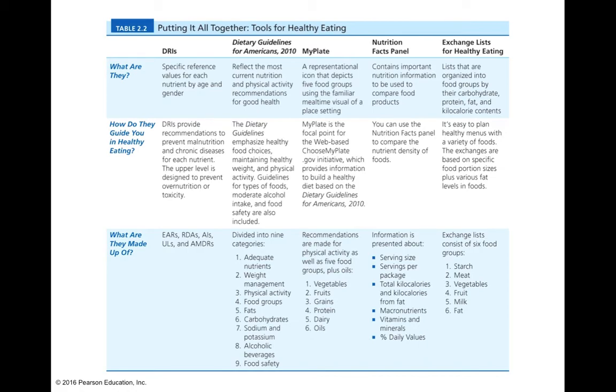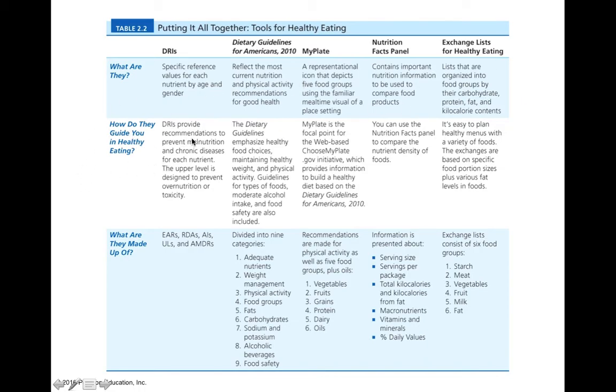All right, so let's put everything together. We have our DRIs, we have our Dietary Guidelines for Americans, we have MyPlate, we have the Nutrition Facts panel, and we also have that exchange list whereby you can exchange certain foods for others to help maintain healthy eating. Right? And we've talked about each of these throughout this lecture, so you should be kind of familiar with what they are. So I'm going to go ahead and skip that. But how do they guide you in healthy eating?